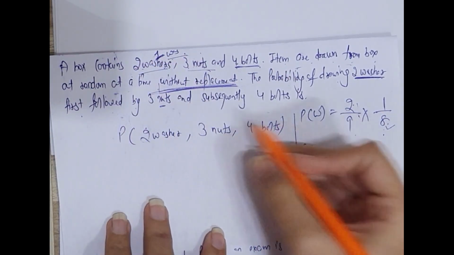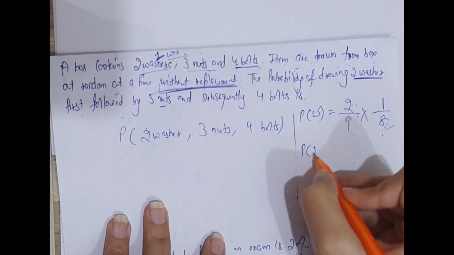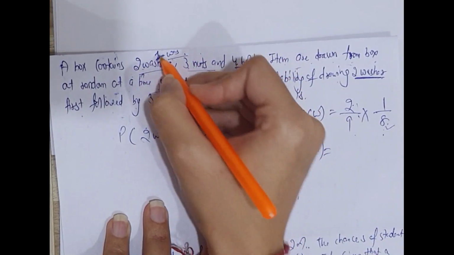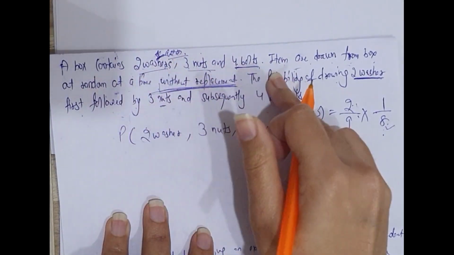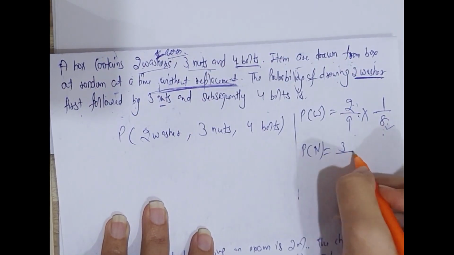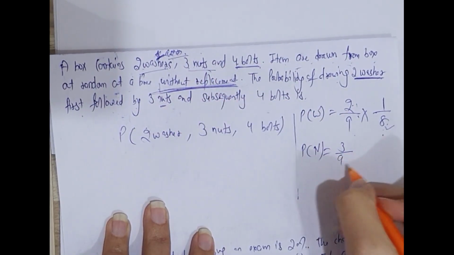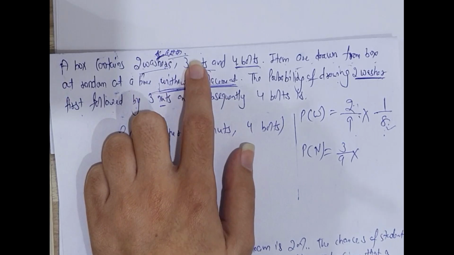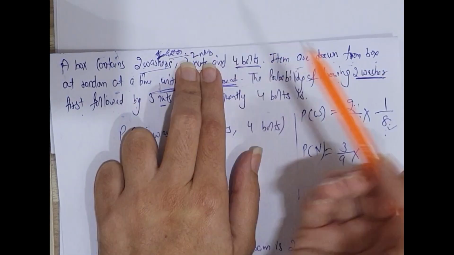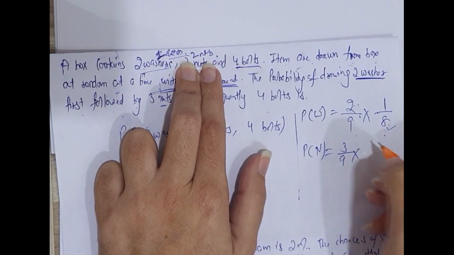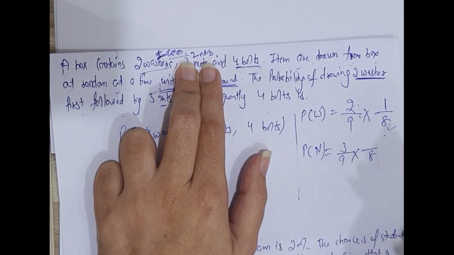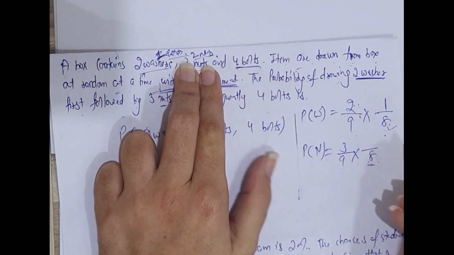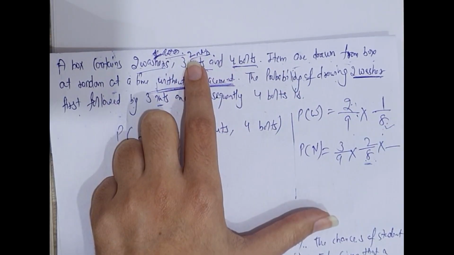Similarly, probability of finding 3 nuts is, when all items are there, 3 by 9. Now 1 nut is drawn, then we are only left with 2 nuts. Now from total 1 gets subtracted. Now total number is 8 and we are left with only 2 nuts. So 2 by 8. Second nut is also drawn.